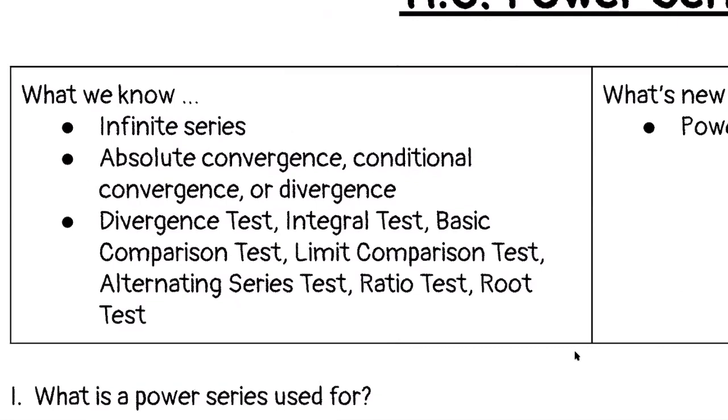And we've talked about convergence versus divergence, but more recently we've specified the difference between an absolute convergence and a conditional convergence, and then having the divergence as sort of this third case, okay? And we've also learned a whole bunch of tests. We learned the divergence test, the integral test, the basic comparison test, limit comparison, alternating series, ratio test, and root test, okay?